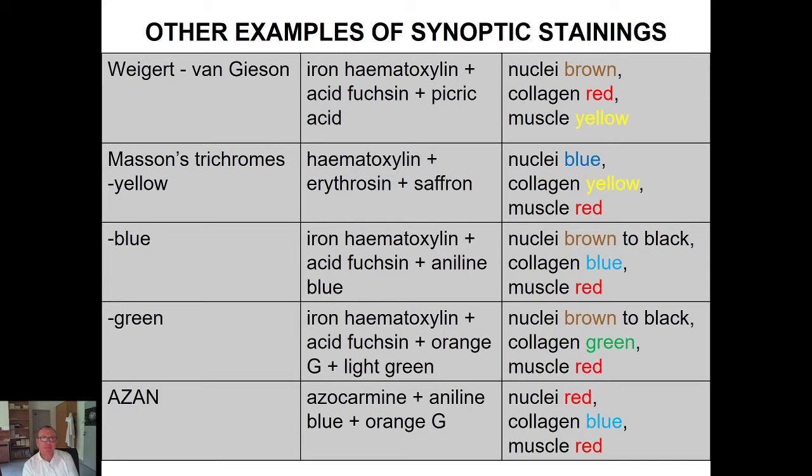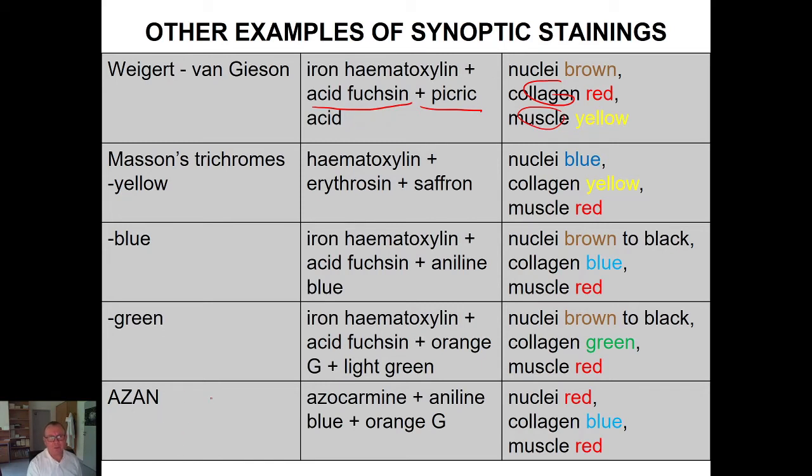Collagen is stained by one acidic dye, and muscle cell or muscle fiber cytoplasm is stained by another acidic dye, so at least 2 acidic dyes are used in this staining. Like in Van Gieson, it's acidic fuchsin and picric acid. Acidic fuchsin is red and stains collagen. Picric acid is yellow and stains muscle. And some similar combinations are in trichromes and in azan.